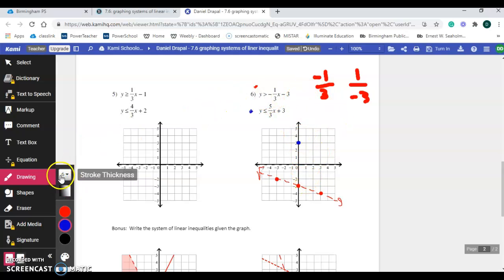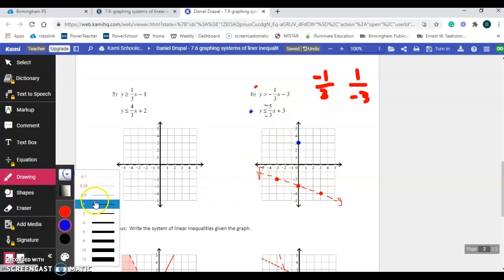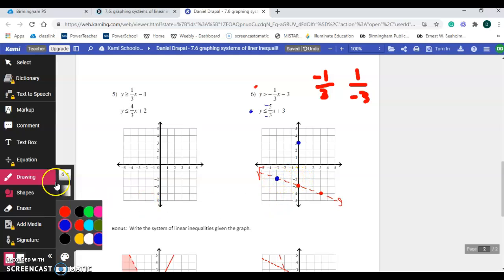So we can think of it as in reverse, right? If it's up 5 to the right 3, it can also be down 5 to the left 3. So let's go ahead and do that. Down 5, 1, 2, 3, 4, 5. Left 3, 1, 2, 3. Draw my line through. It's solid.